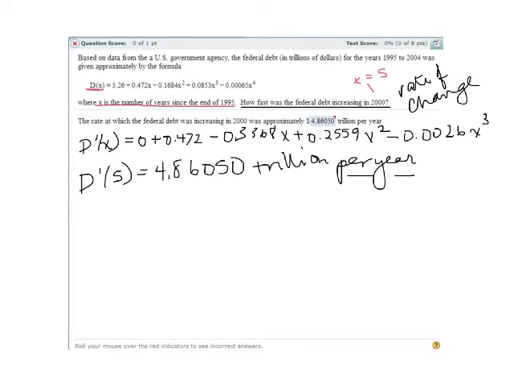So anytime you are answering a rate problem, it always should have some "per something," right? So in this case, the rate is an increase of $4.8605 trillion per year. So the output of the debt is changing at that rate for every change of 1 year. And that's only in 2000. Notice if we had asked at a different point in time, we'd get a different rate of change.